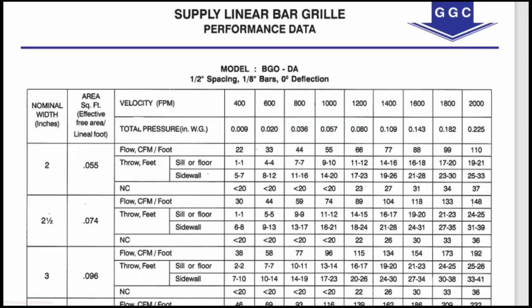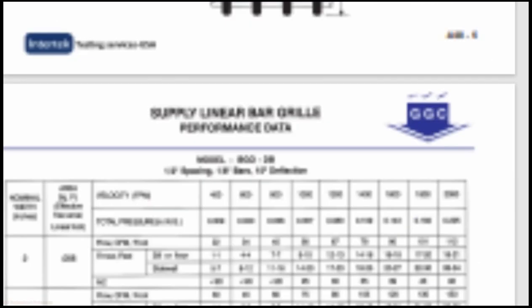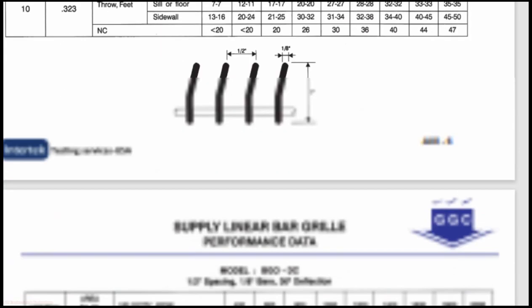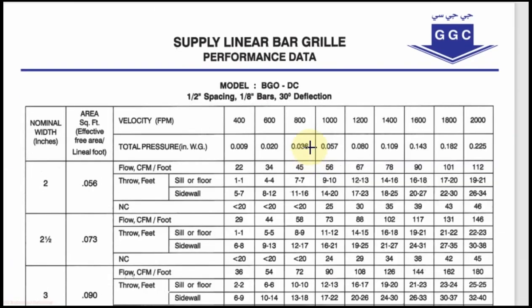And accordingly there is a different performance sheet for each degree deflection of the bar grill. You can see this sheet is for 0 degree deflection, then this sheet is for 15 degree deflection bar grill, and this sheet is for 30 degree deflection bar grill. You can use any of these performance sheets to select the bar grill as per your requirement.